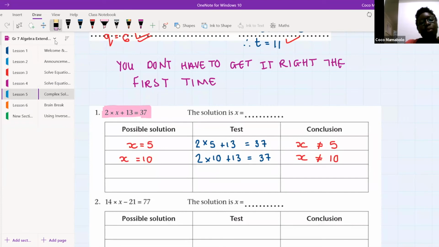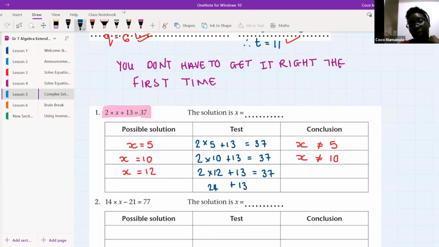I think Bulela gave us the right answer. Bulela says that X is equal to 12. Do you want to test X is equal to 12 with me? Okay, let's test it together. I'm going to get 2, finish the sum for me. 2 times 12 plus 13, good, is equal to 37. What's 2 times 12? Do some quick mental math: 2, 4, 6, 8, 10, 12. How much is it? 24. Good.